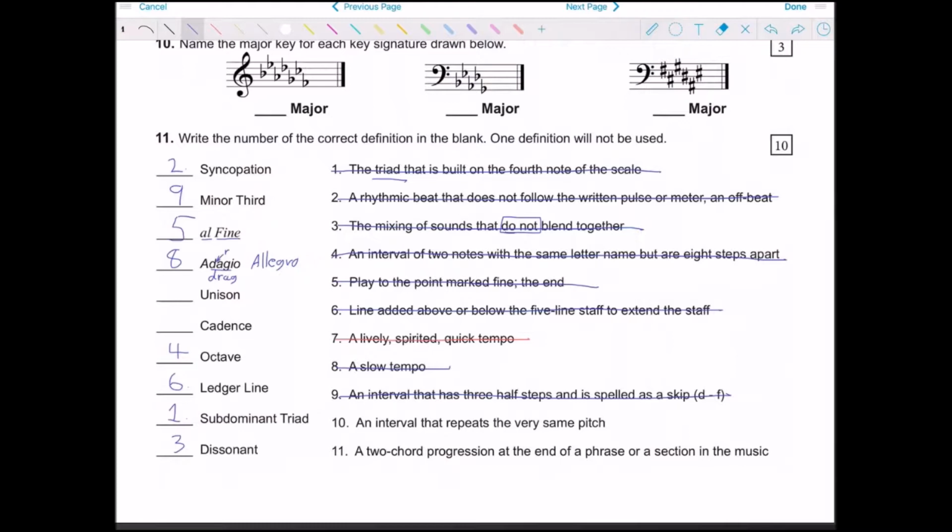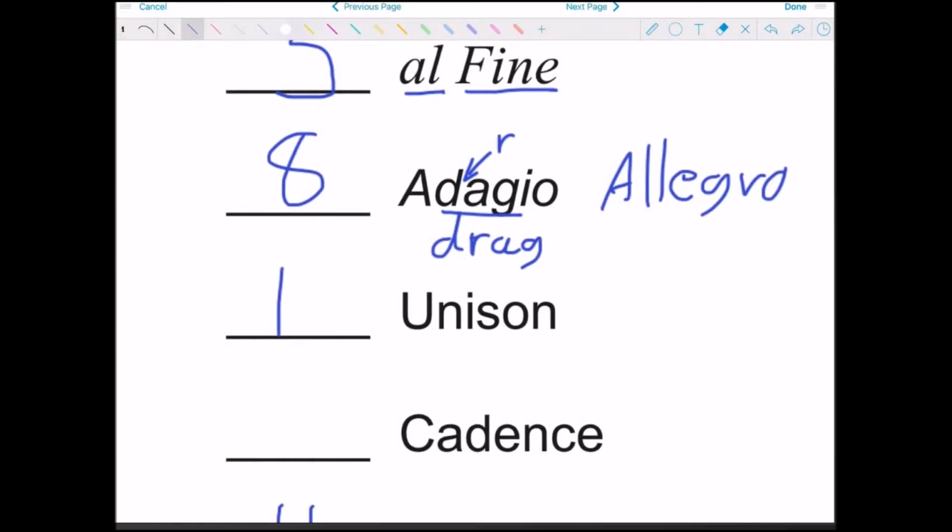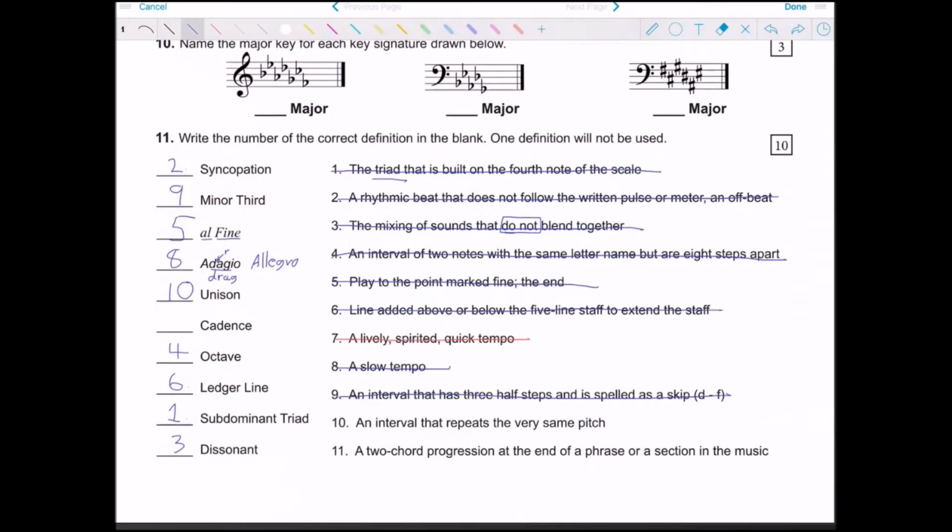Unison. I hope you know that. That is unison. If you have a violin and a flute in an orchestra both playing middle C, they are in unison. They are united. There is no distance between them. It is a unison interval. All right.